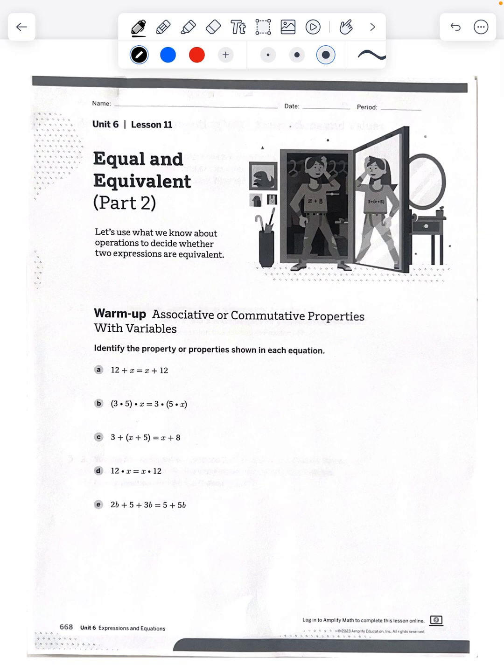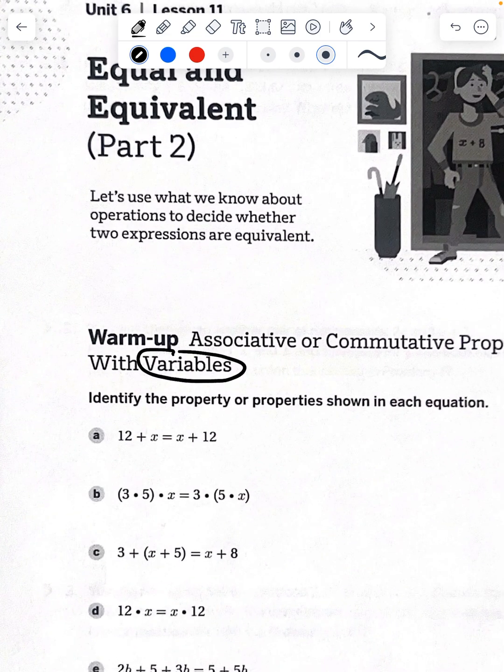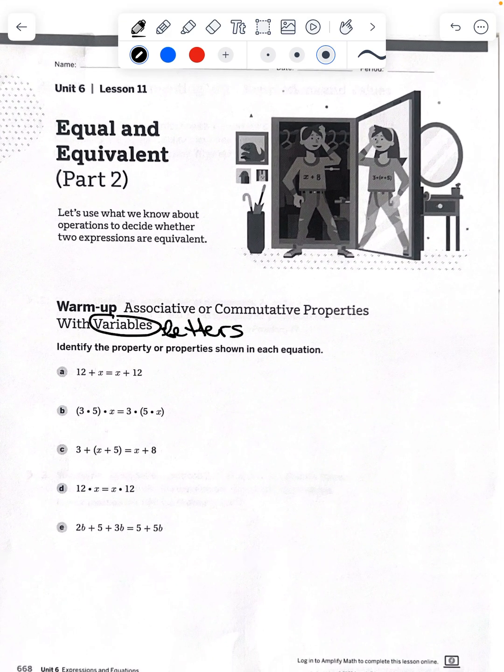We're going to do the warm-up together today because this may be new information or properties that you do not remember from last year. Okay, so we're going to talk about the associative and commutative property today with variables. Remember that word variable is just a fancy word for letters. Okay. Before we identify the property or properties shown, I want to do a little review with you, and I would also like for you to include this in your notes on this page.